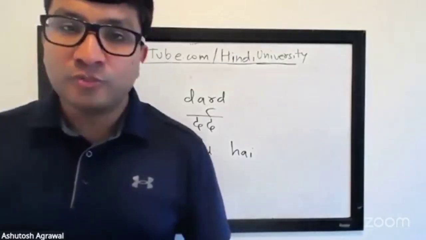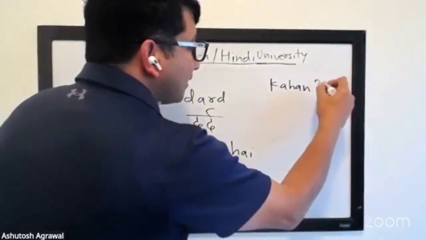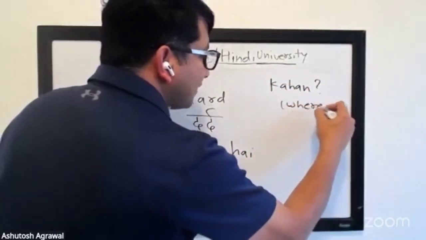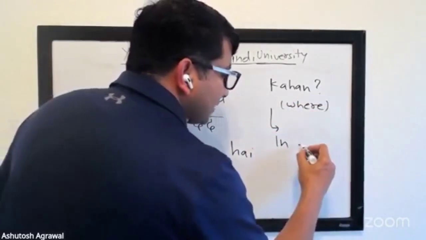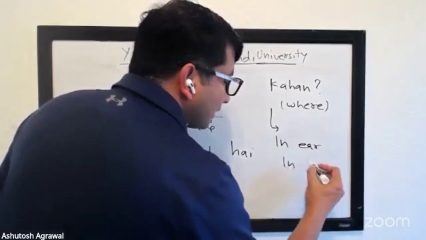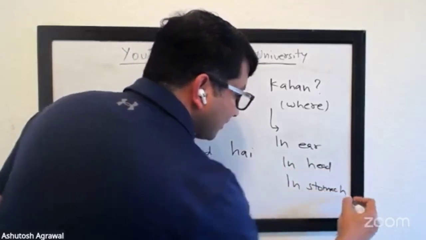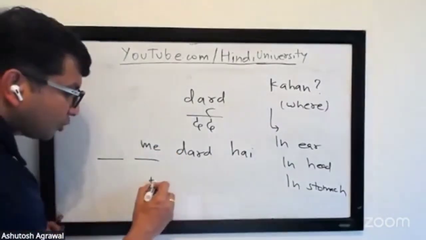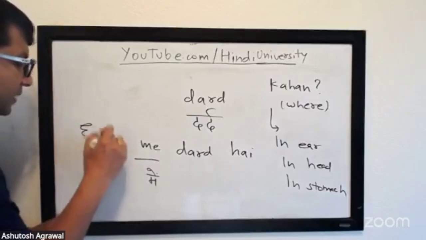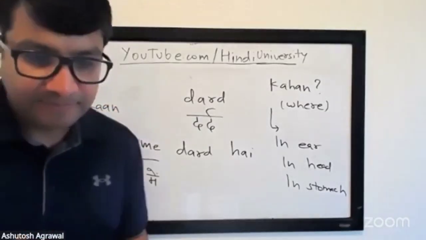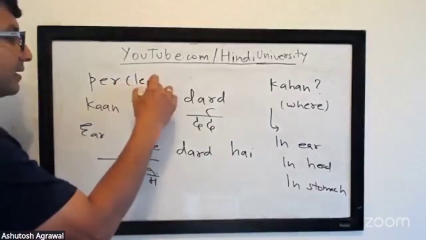The next question to you from a person would be kahan. Dard kahan hai? Kahan is where. And you would want to locate the position, and you will say in your ear, or in your head, or in your stomach. Naturally, this is your post position mein. Then you can say ear, or you can say kaan. Kaan mein dard hai, there is a pain located in the ear.